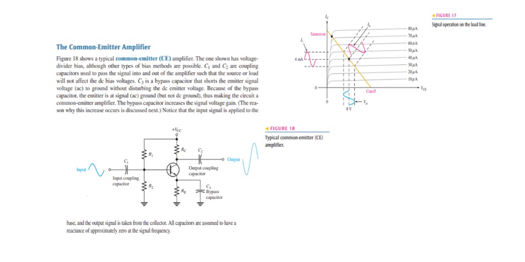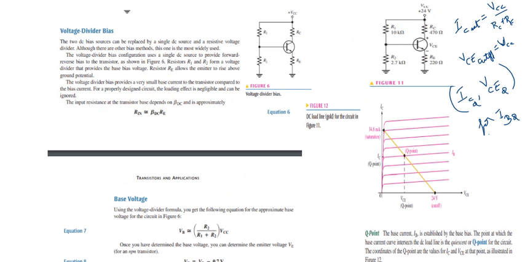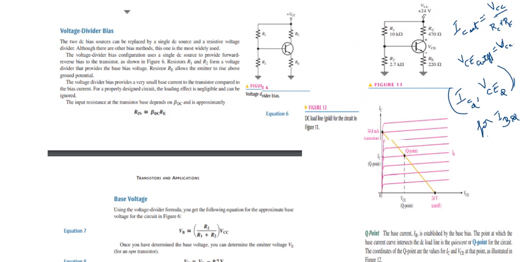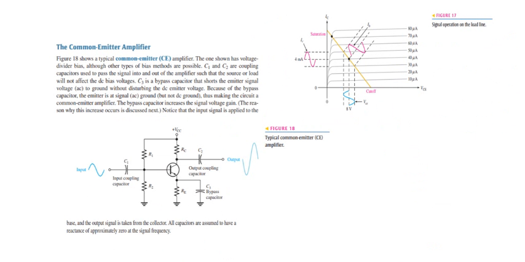So this circuit is the complete circuit. The previous circuit, what we were seeing here, is only the DC part. Only the biasing circuit we have seen, right? This circuit has both AC and DC part. Okay, this is an analog signal or AC signal, right? So this circuit is a common emitter.